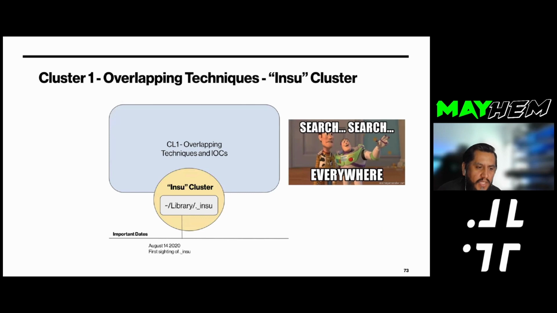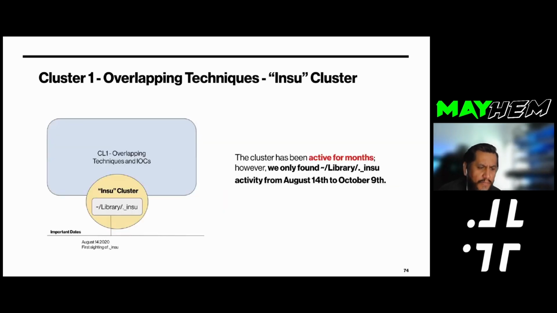So with cluster one, or the Insu file, it's kind of interesting because a lot of the malware infections had to do with applications that had the word search or find on them. That in itself is probably another talk for another time, but it's actually interesting on its own. And again, it had nothing to do with Silver Sparrow. Now, this Insu cluster was active for a few months. Like I said, in our telemetry we only saw it from August 14 to the 9th.